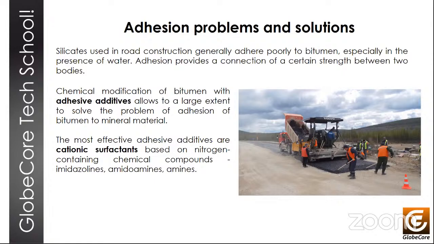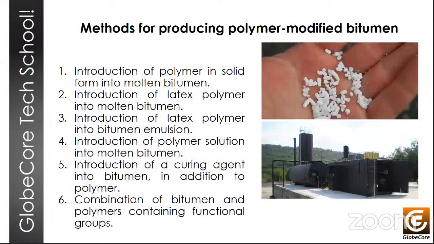Some of the commonly used adhesion additives are Bitumen from USA, F4 from Germany, there's Dynaram and Polyram from France, EC06 from Holland, and quite a few others. These additives are introduced into bitumen usually in the amount from 0.05 to 0.5%. Next slide, please.